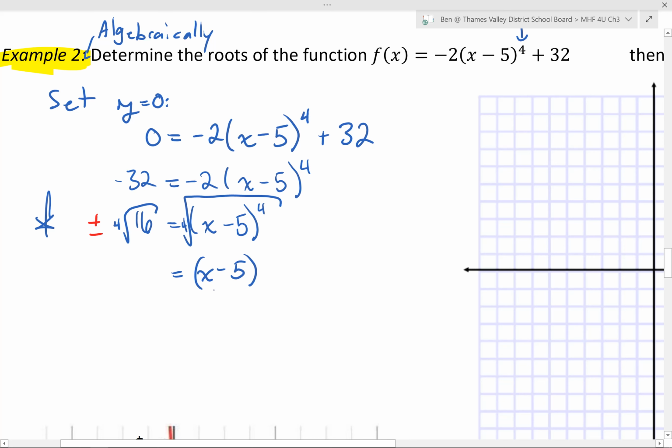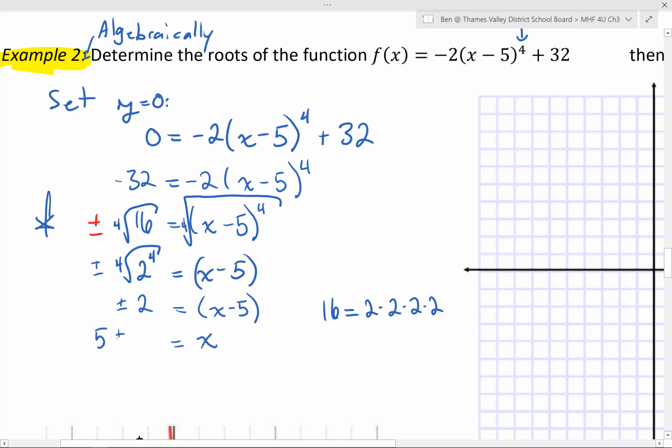Now on the left, you might see it right away. That's great, in which case fast forward about 15 seconds. But if you don't see it right away, 16 equals 2 times 2 times 2 times 2. So 16 actually equals 2 to the power of 4. And if this is the fourth root, then those cancel out. I'm working with plus or minus 2 equals x minus 5. Still isolating here, that is x equals 5 plus or minus 2, and that is x equals 3 or x equals 7. So these are my two roots.